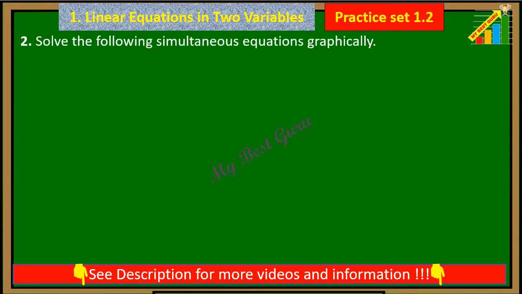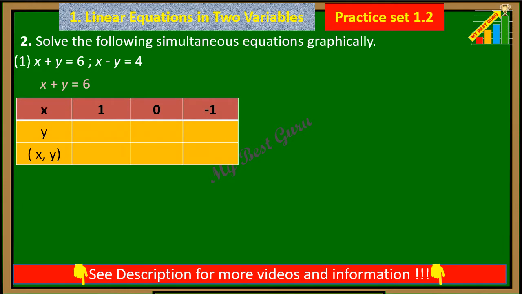Question number second, solve the following simultaneous equations graphically. So from that, question number first is x plus y is equal to 6 and x minus y is equal to 4. Now we will find out the solution for the first equation, that is x plus y is equal to 6. Now here we have to put the value of x as 1, then 0 and then minus 1. And from these values we have to find out the values for y.